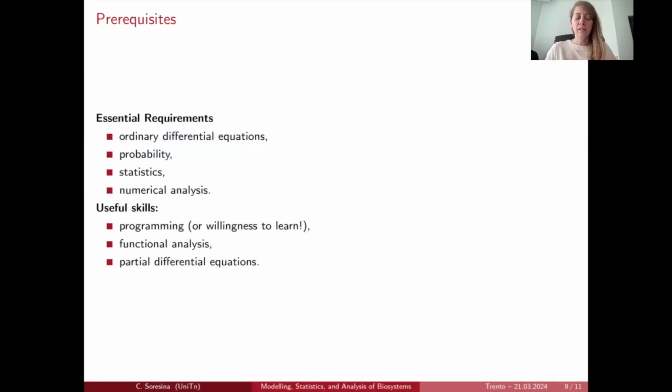What is required to start with this track? Of course, basic knowledge in ordinary differential equations, probability, statistics, and numerical analysis. And useful skills are programming skills. In case you don't have them, you should be willing to learn. Other useful skills are basic knowledge in functional analysis and partial differential equations.